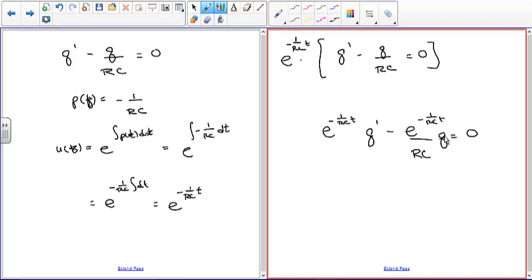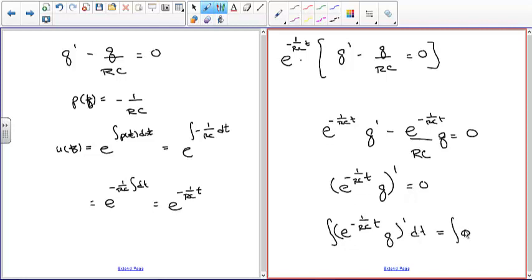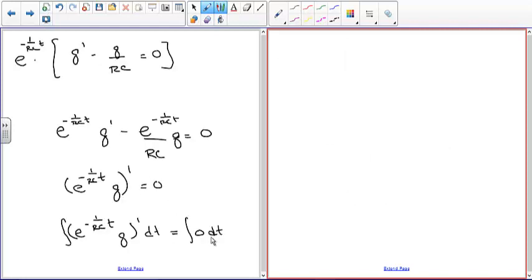So then I can combine those two into a single derivative. So you get e to the minus 1 over RC t times Q, quantity prime, equals 0. Okay, then you integrate both sides. So we put a dt here, and the integral of 0 dt is just an arbitrary constant.